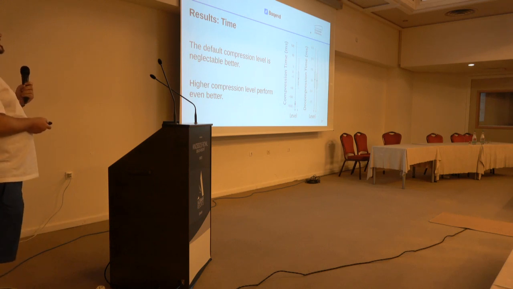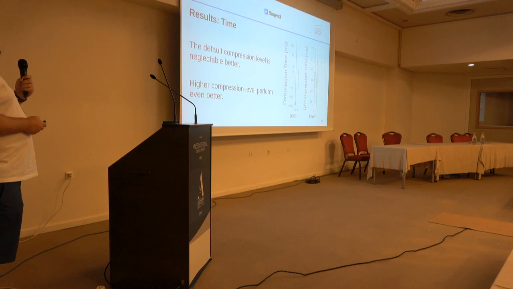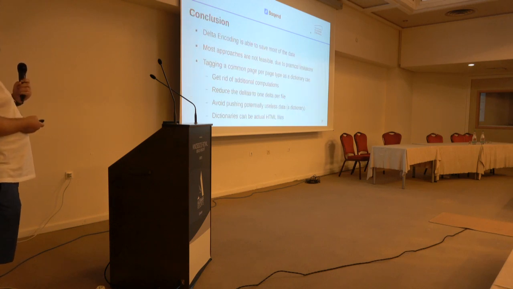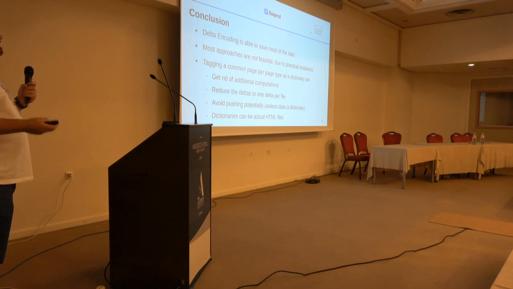And for the decompression, it's again a bit faster because, of course, you have now larger chunks which you just can copy from your even smaller data. So a bit of saving here, but again, not really worth mentioning. So to come to a conclusion, data encoding is able to save most of the data for HTML files, for server-side rendered HTML files, of course.